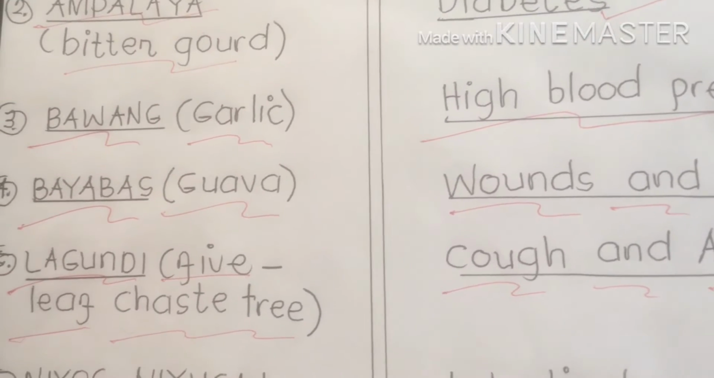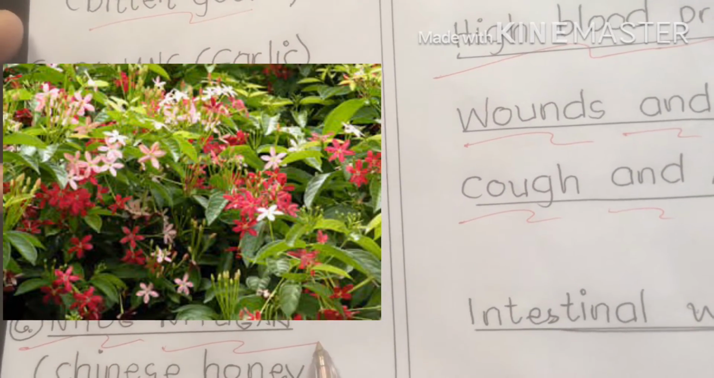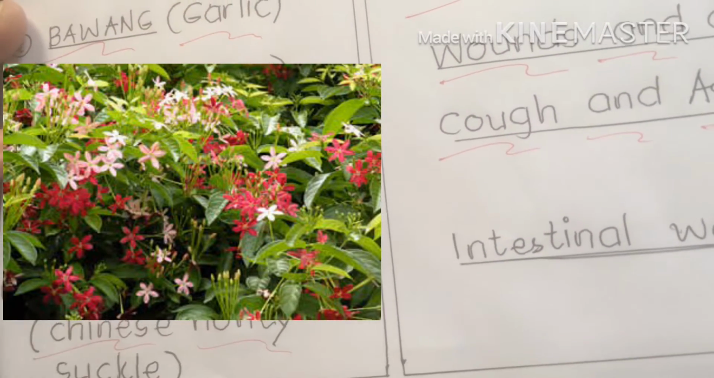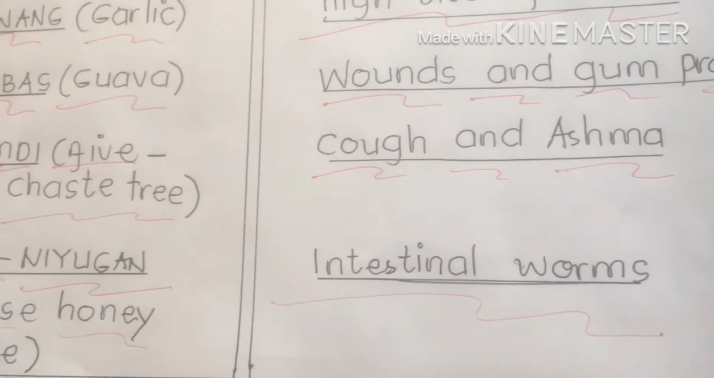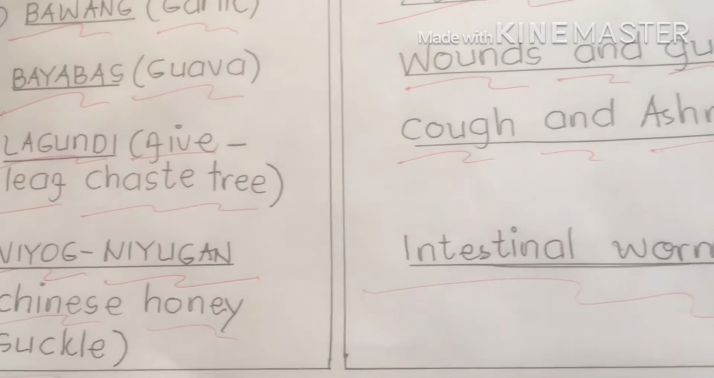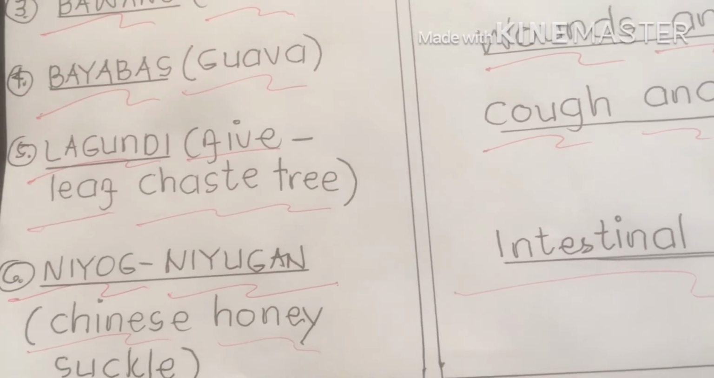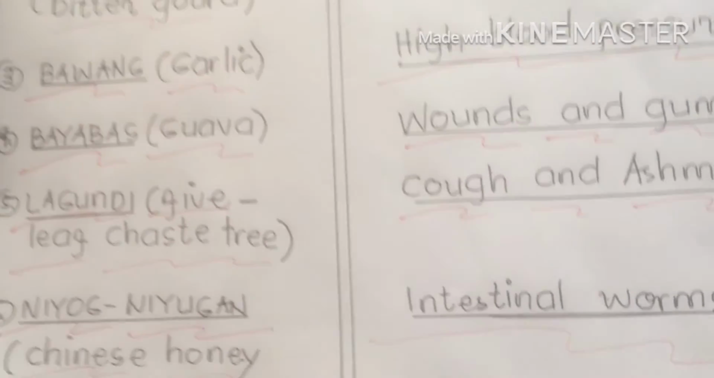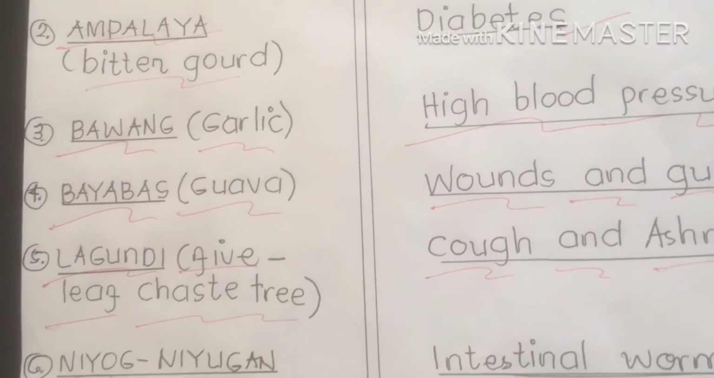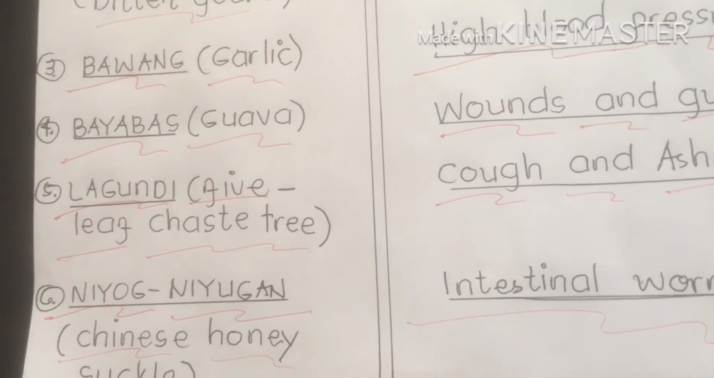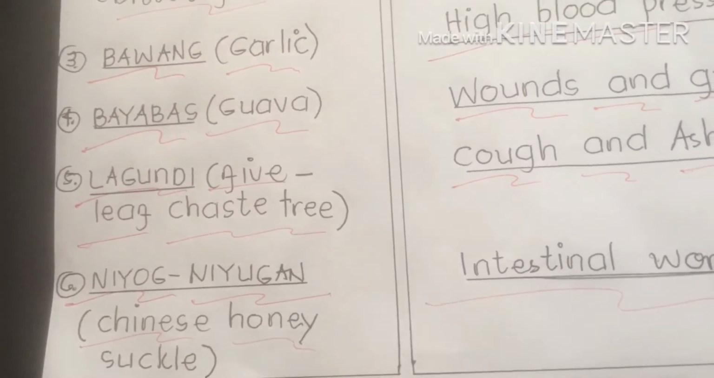Number 6 is niyog-niyogan or Chinese honeysuckle. It's good for our intestinal worms. Okay, that's for ailments relief treated. Again, class: Acapulco, Ampalaya, bawang, bayabas, lagundi, and niyog-niyogan. Let's proceed to other medicinal herbal plants.